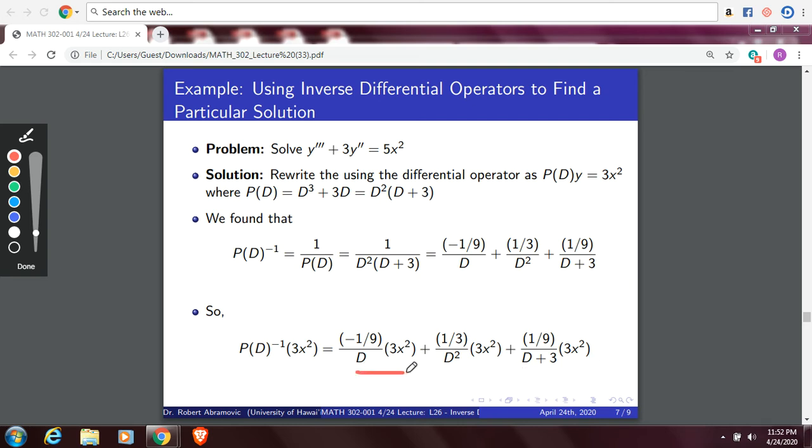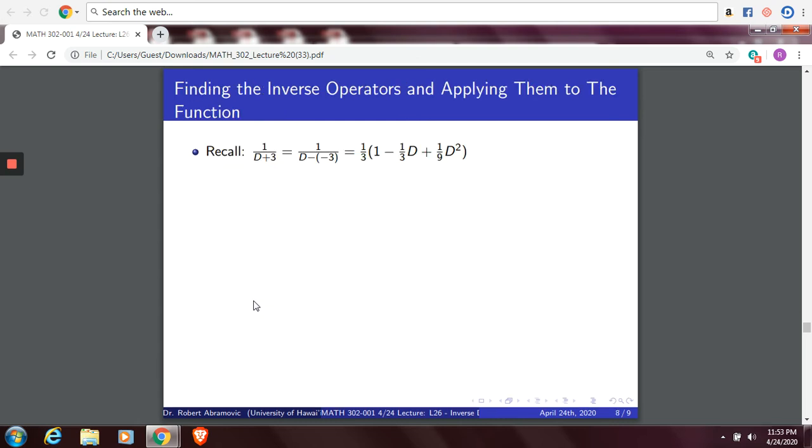Now, these two terms are pretty simple to evaluate because 1 over D and 1 over D squared just mean anti-differentiate once or anti-differentiate twice. That is, integrate once or integrate twice. This one, however, is going to be just a little more involved. We did have a formula for it in last lecture, and that's what we're going to compute right now.